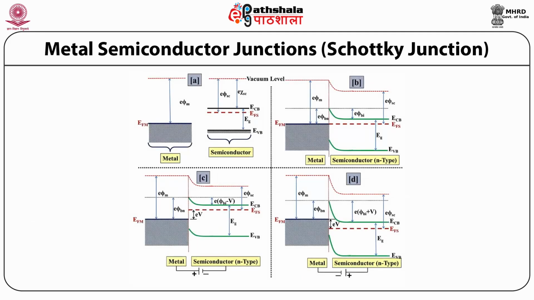Metal semiconductor junctions or Schottky junction. So students, as you can see, this figure shows the sequential representation of the different stages of the formation of a metal semiconductor junction, basically a Schottky junction. So all these figures represent the energy band diagram of a metal semiconductor heterojunction.